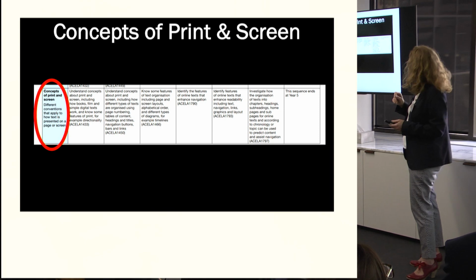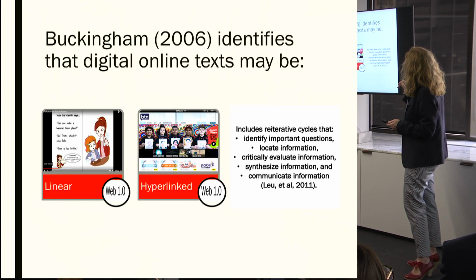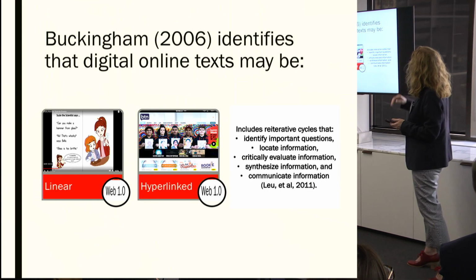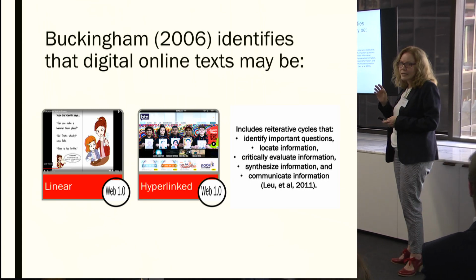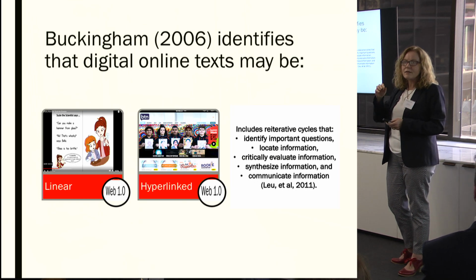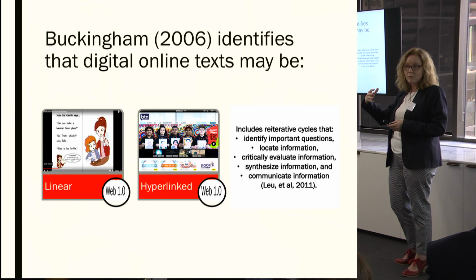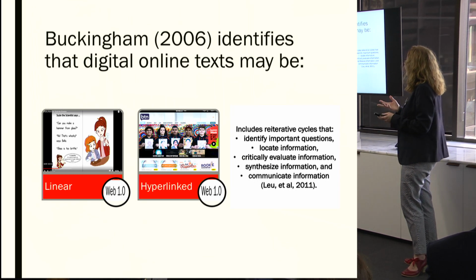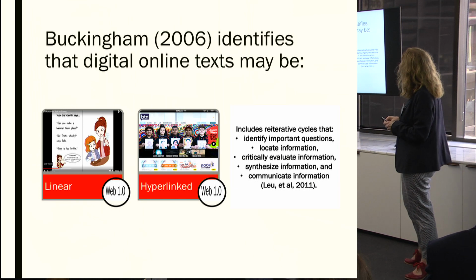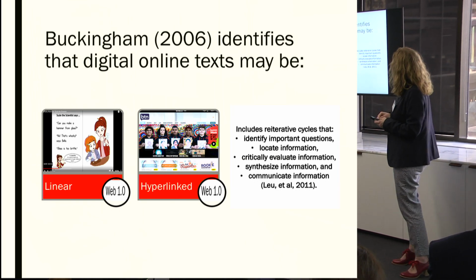I won't go through the content descriptors for each year level, but I just wanted to lay that as the foundation. I also want to go back to Buckingham's work from 2006, where Buckingham was really quite deliberate in getting us to understand that just because something is online doesn't mean that it all operates in the same way. And so Buckingham provided us with different understandings that digital texts may be one of a number of forms. And one of them might be a linear text.